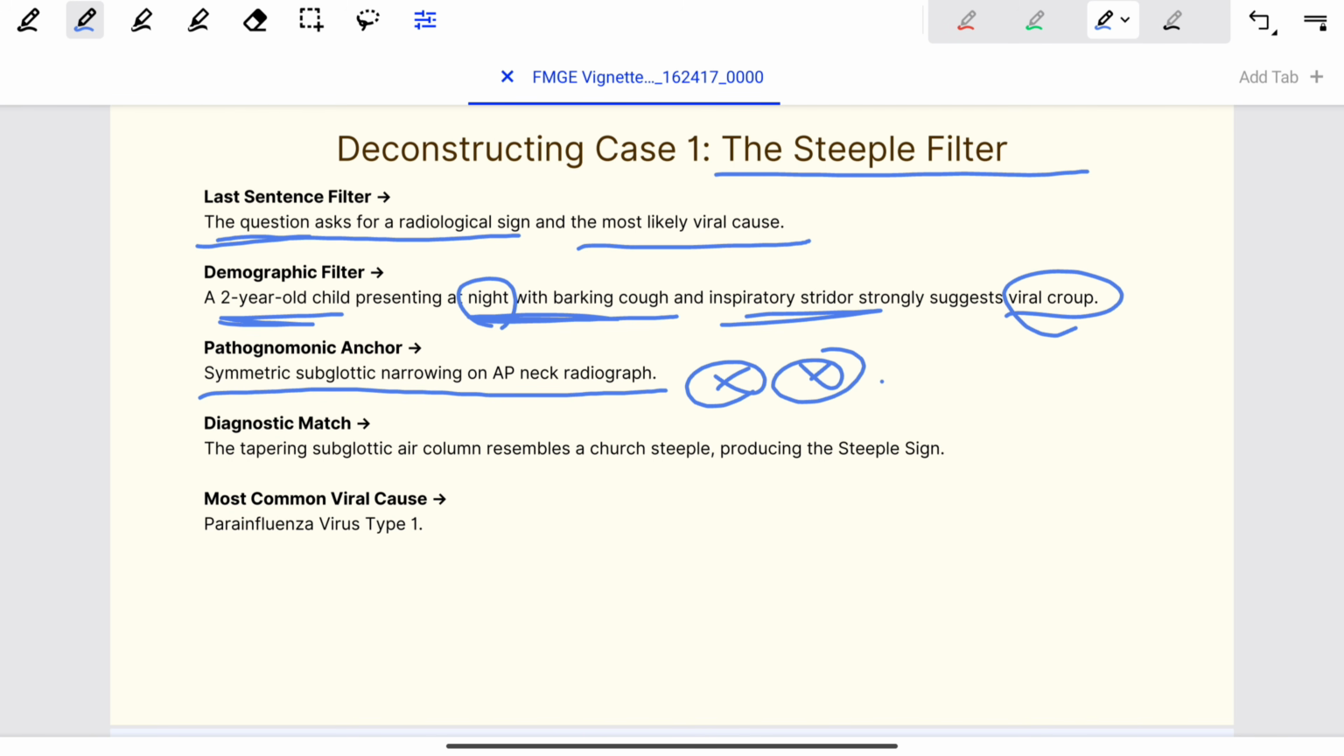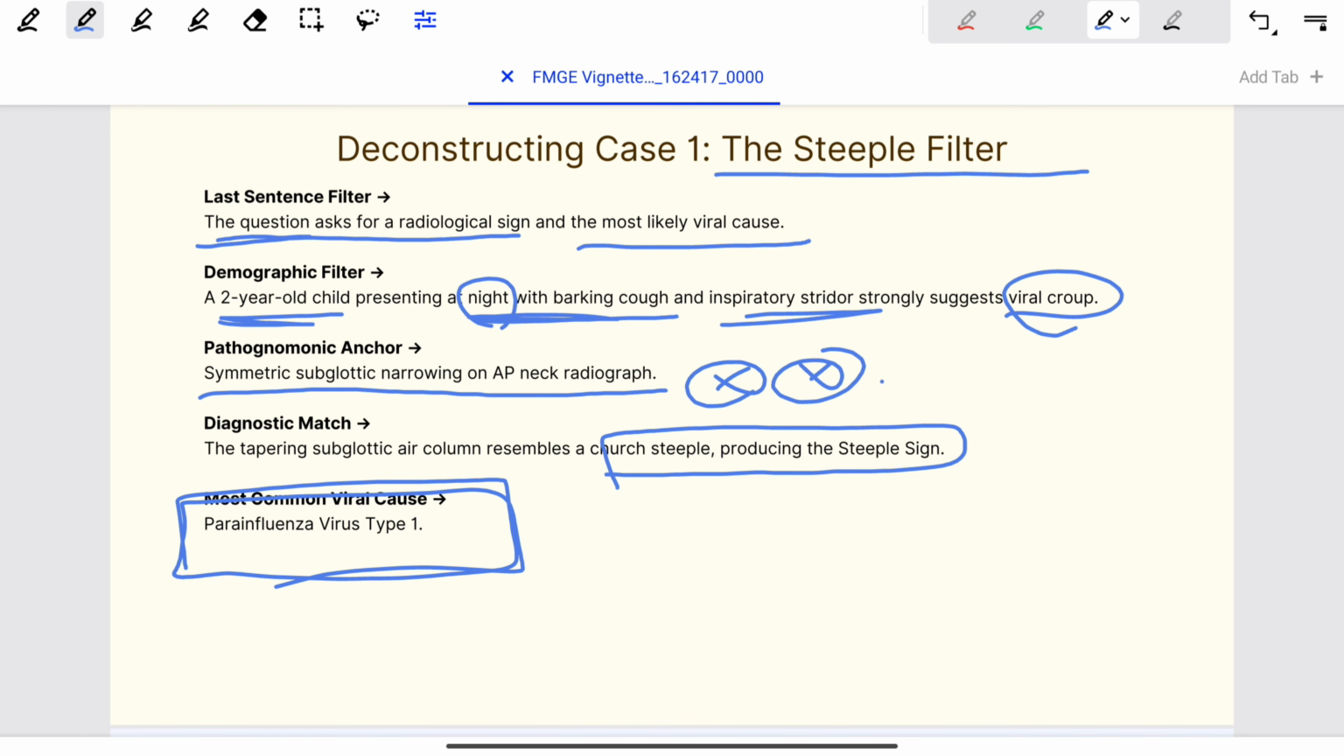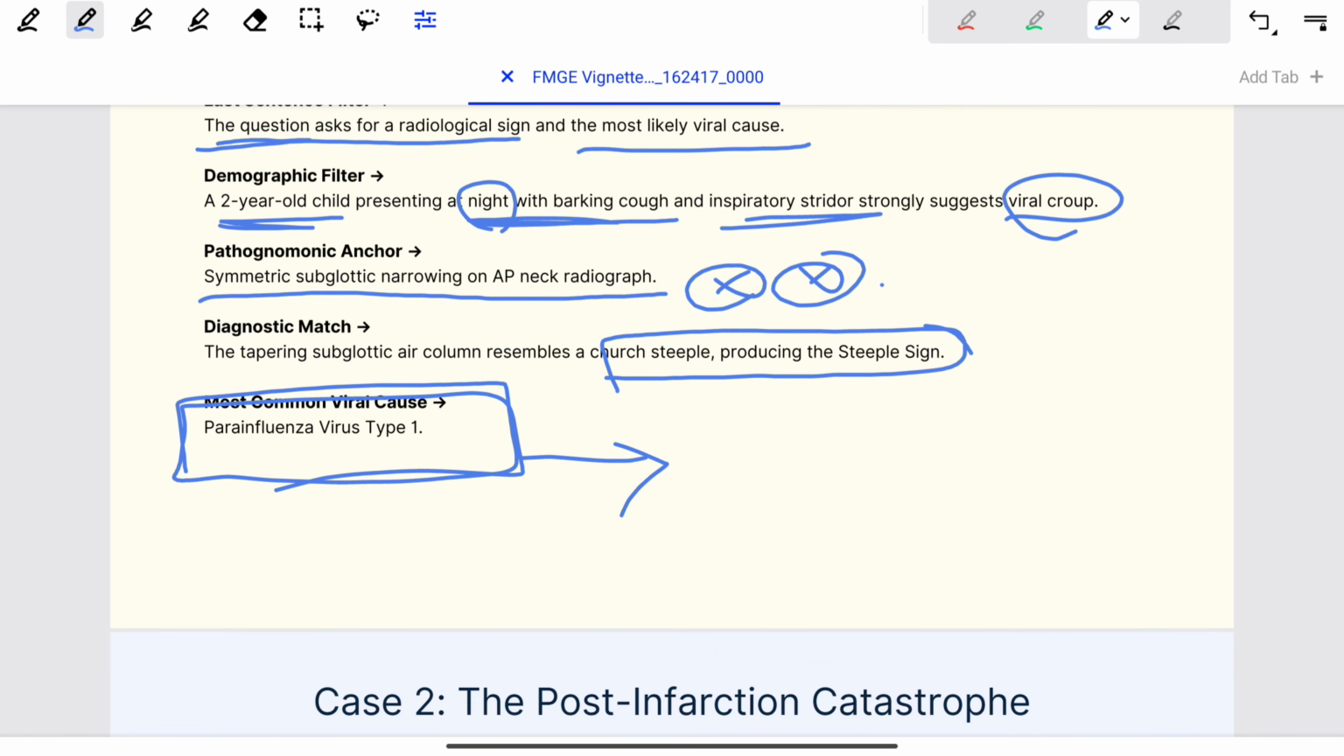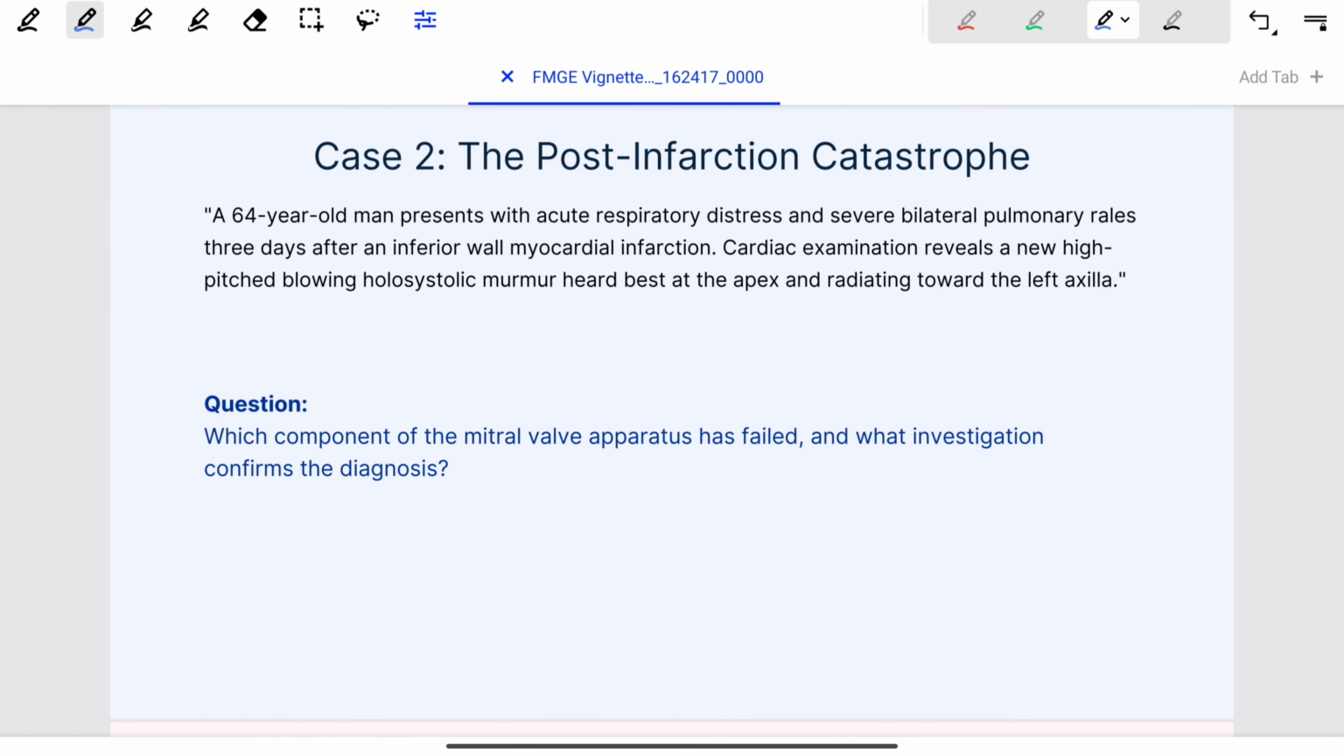Once that anchor is recognized, the diagnosis becomes straightforward. The condition is viral croup, also known as laryngotracheobronchitis. The most common viral cause is parainfluenza virus, particularly type 1. Notice how the diagnosis emerges naturally when the clues are organized systematically. Case number 2. The post-infarction catastrophe.